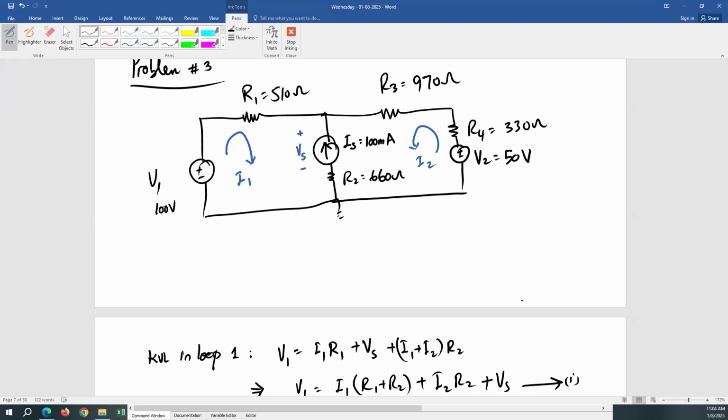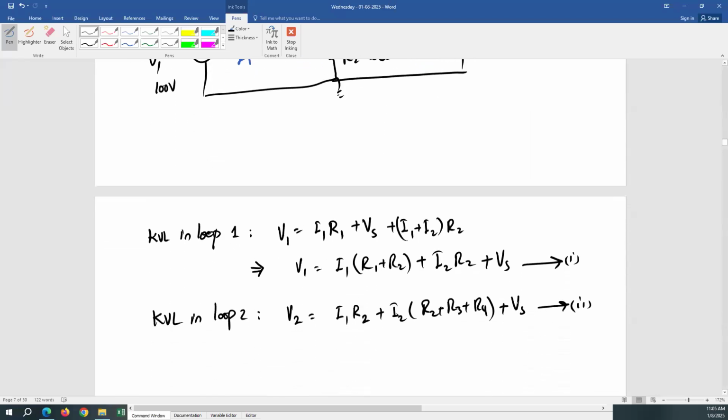No. Vs is not across R2. Vs is across the source. It's not across R2. No, it's not the same voltage. Why would it be the same voltage? IS equals I1 plus I2, but there's a mistake in there. The equation, you're going in the right direction, but the sign is incorrect. Why is the sign incorrect? Because they're opposite. So IS equals negative I1 plus I2. IS equals negative I1 plus I2. So that's going to be our third equation.